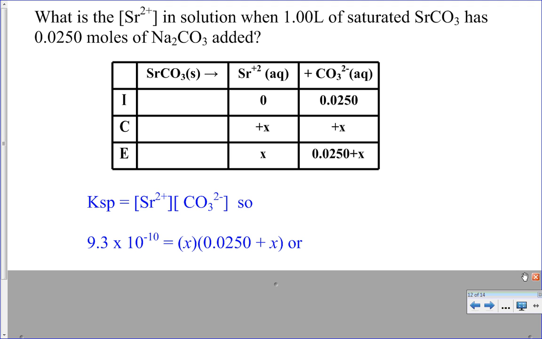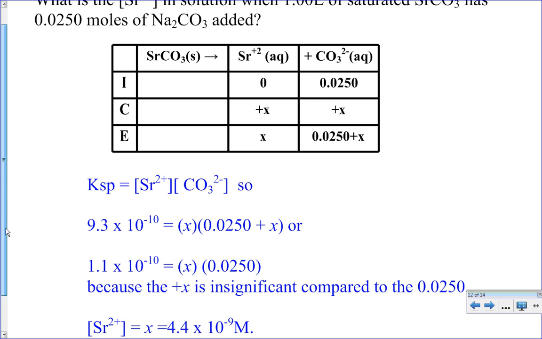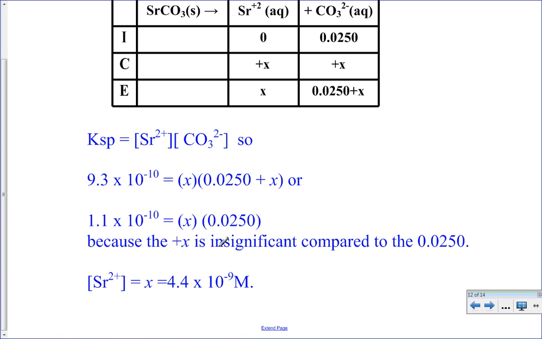And once again, we're able to say we can ignore the plus x. Right? It's insignificant compared to the 0.025. So when we evaluate it without having to go through the quadratic, we find out that the concentration of strontium is 4.4 times 10 to the minus 9 molar.